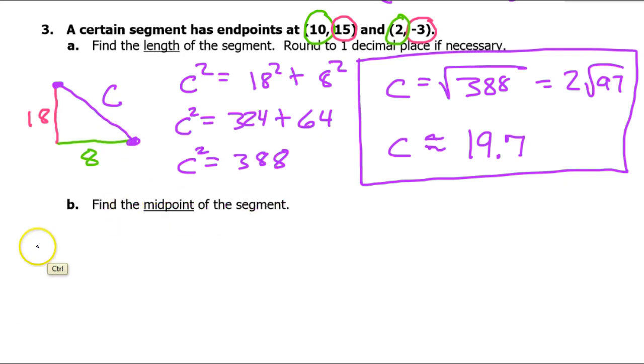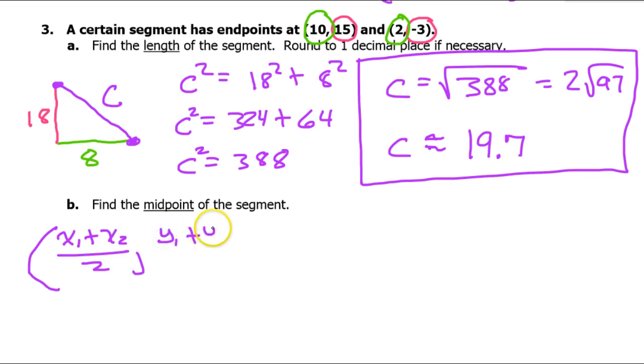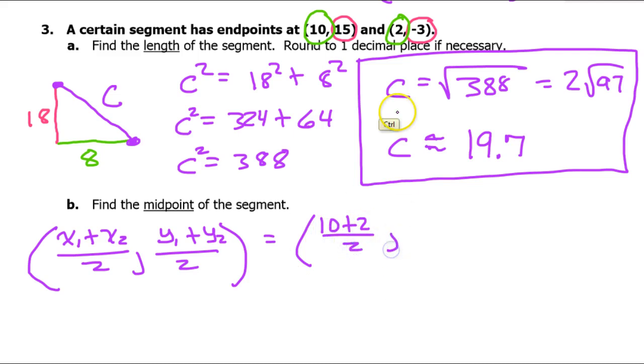For the midpoint, I'm definitely going to use the midpoint formula. I am going to think of this as the average of the x's, comma, the average of the y's. All right, because that's an easy way to remember the midpoint formula. So the average of the x's, of course, I'm going to add them up and divide by 2. So that's going to be 10 plus 2 divided by 2. The average of the y's, that's going to be 15 plus negative 3 divided by 2.